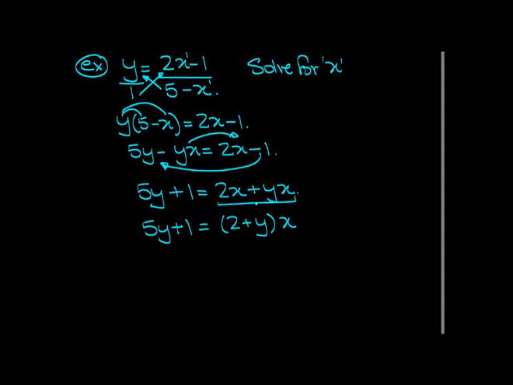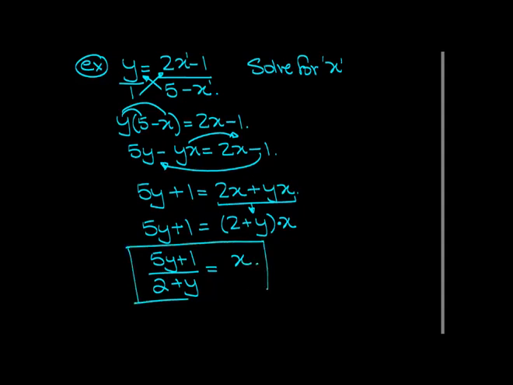So now I combine those two terms into one. This term 2 plus y is attached to this x by multiplication. Since I want to solve for x, I want to get rid of that 2 plus y. I do the opposite of multiplication, which is division. So I get 5y plus 1 divided by 2 plus y is equal to x. So there's my formula for x given y.